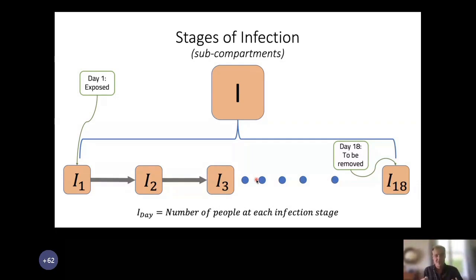the first way to do this is to try to pick apart the infection compartment. And so instead of just one infection compartment, we're going to break it up into 18 different ones. For example, the dynamics of how people progress through the virus. So, day one you're exposed.